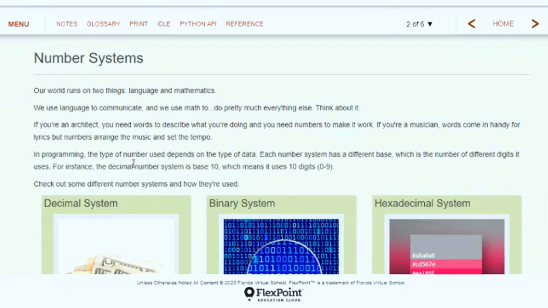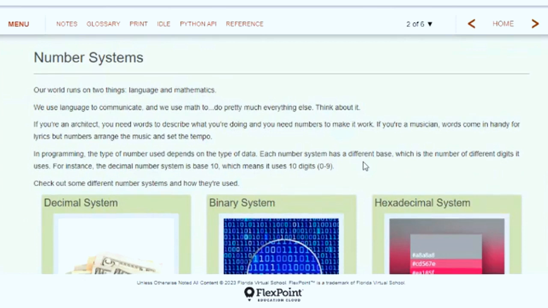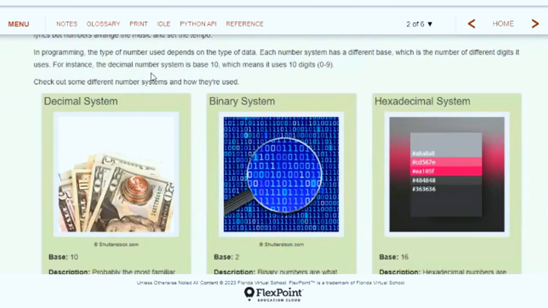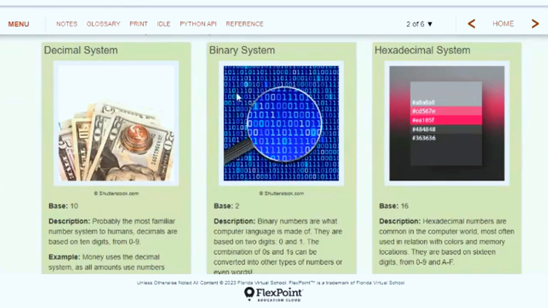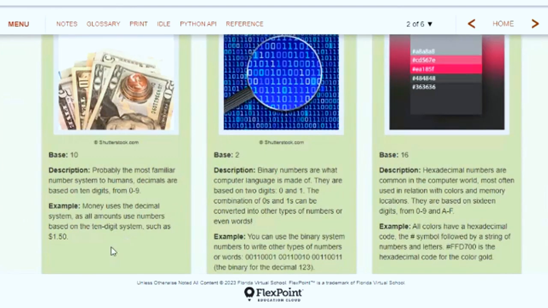In programming, the type of number used depends on the type of data. Each number system has a different base, which is a different number of digits it uses. So the decimal number system is base 10, so it uses the digits 0 through 9. So let's look at some of these others. Decimal system, base 10, we're very familiar with that. 0 to 9, like money uses the decimal system. All the amounts use numbers based on the 10-digit system, like $1.50.